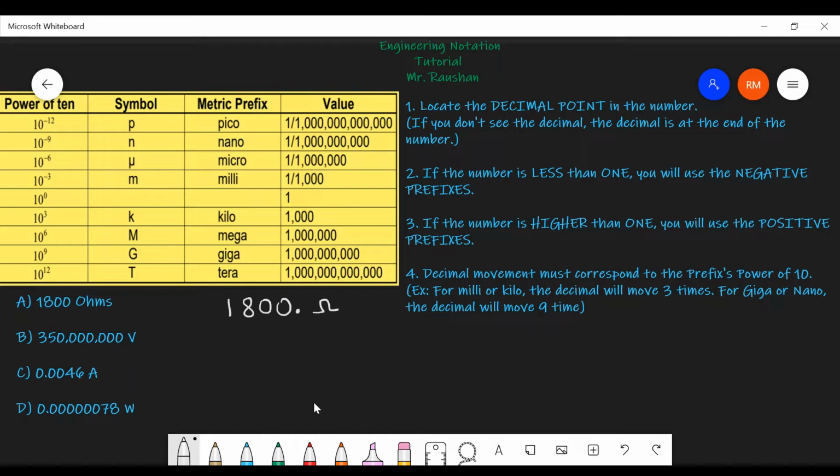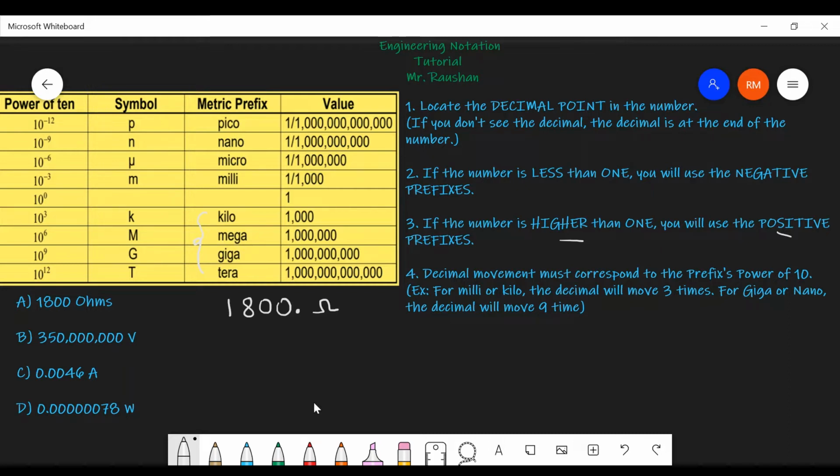The next thing we have to look at is whether the number 1800 is higher than 1 or lower than 1. It tells you in number 2, if the number is less than 1, you will use the negative prefixes. Is the number lower than 1? No, it's higher than 1. So if the number is higher than 1, you will use the positive prefixes. That means we'll use one of these over here.